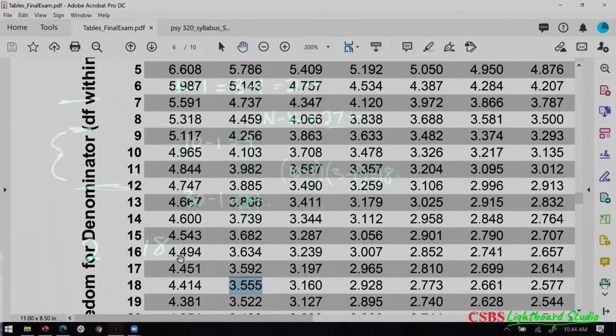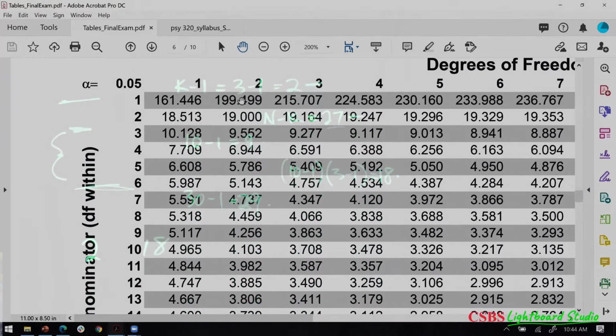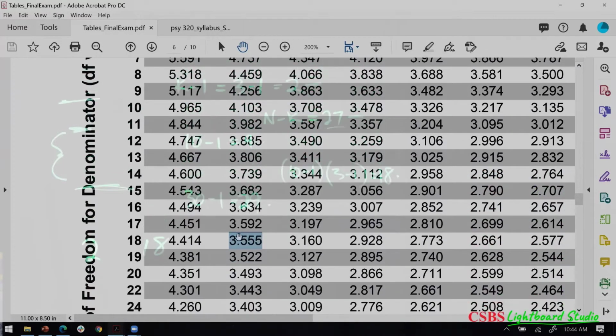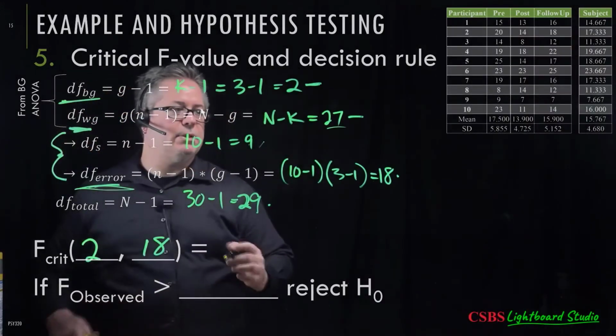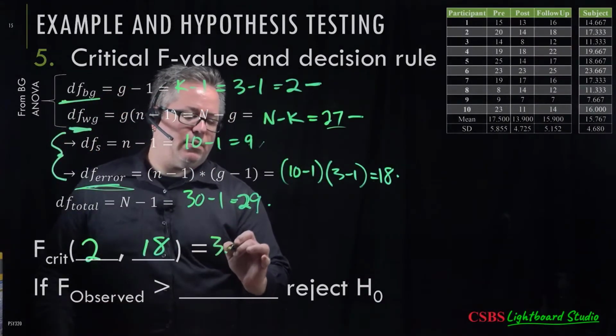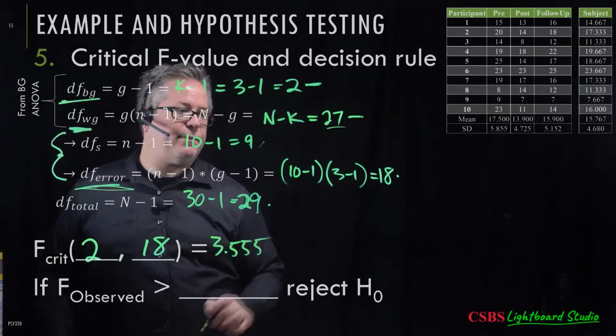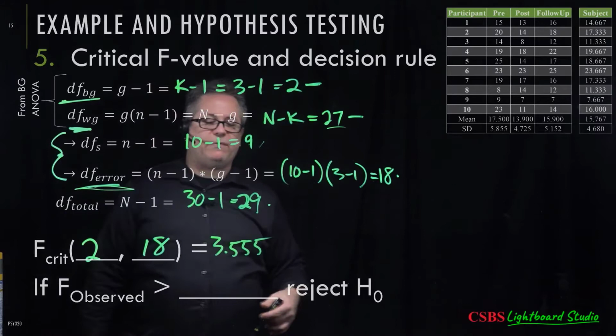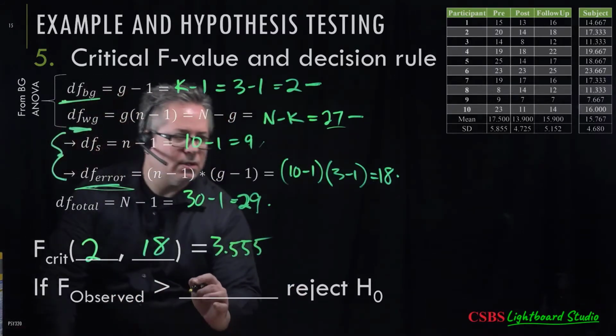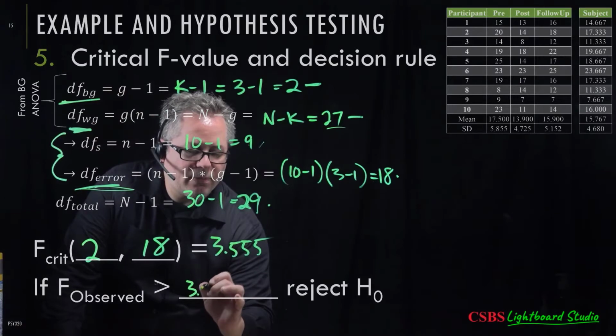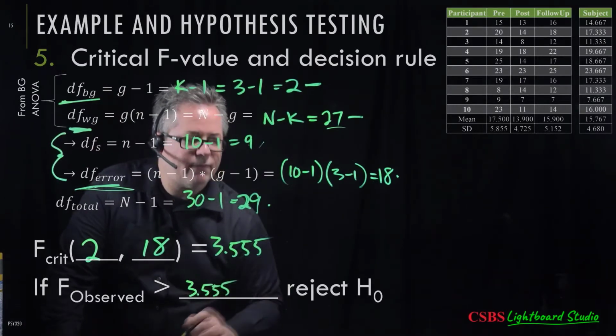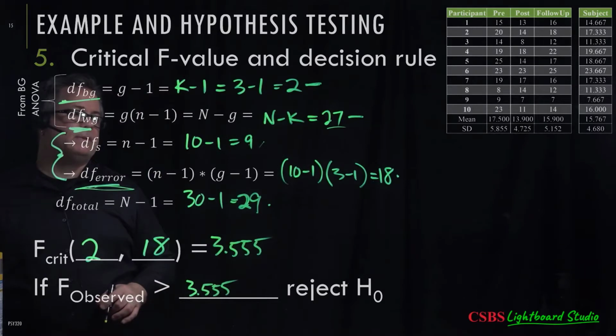So there, look, there's 2 degrees of freedom up here. There's a second column. If I go down to 18 degrees of freedom, 18 is here. 3.555 is my critical value. So F critical, 2 and 18, is 3.555. So my decision rule is if F observed is larger than 3.555, I'm going to reject the null hypothesis.